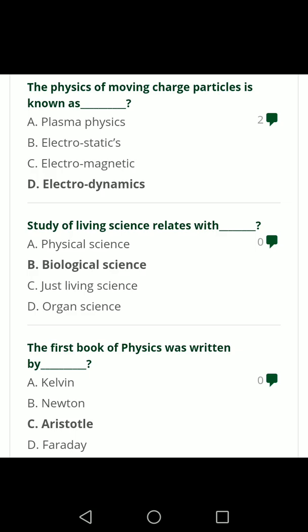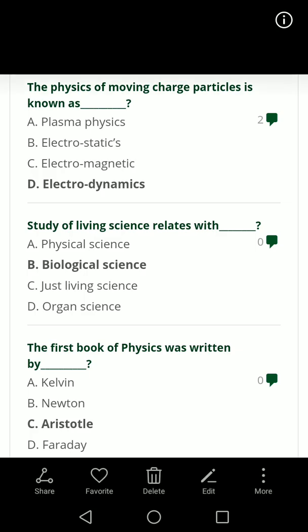The physics of moving charges is known as electrodynamics, while the physics of static charges is known as electrostatics.